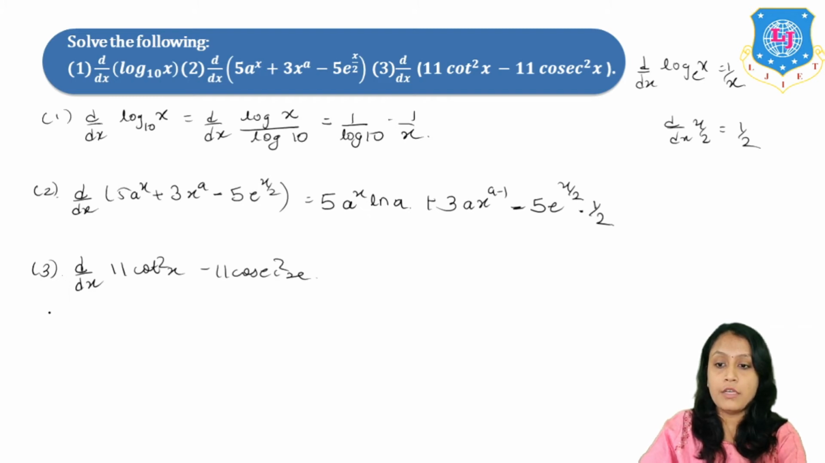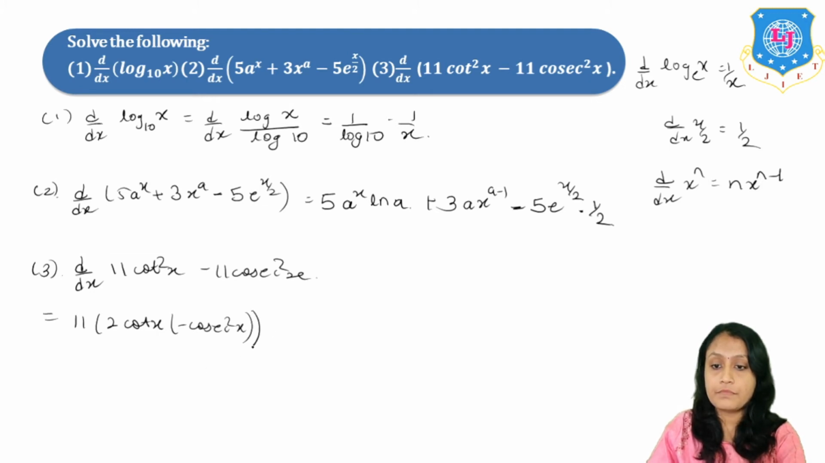Okay. So here 11 is constant, we will keep it outside. Now to find the derivative of cot square x, firstly we need to apply this formula, that is d by dx of x raised to n, that is n x raised to n minus 1. And then we'll apply the derivative of cot formula. So firstly bring this 2 over here, so you will get 2 cot x. Now the derivative of cot x is minus cosec square x. All right, minus, again this 11 as it is.